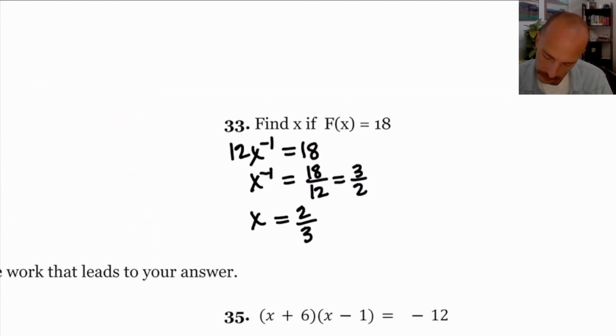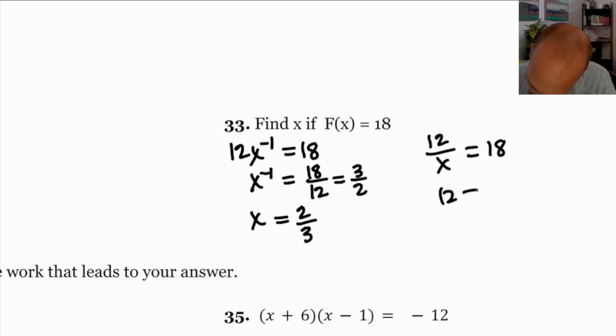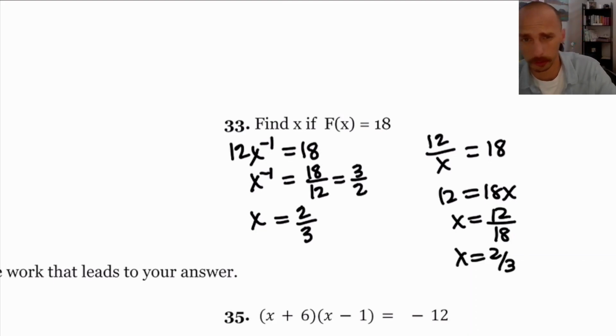But if you had started from 12 over x equals 18, you could have multiplied both sides by x divided by 18 and said that's 2/3 that way. However you want, right? Whatever you think would be your first instinct is what I'm going to recommend you go with.